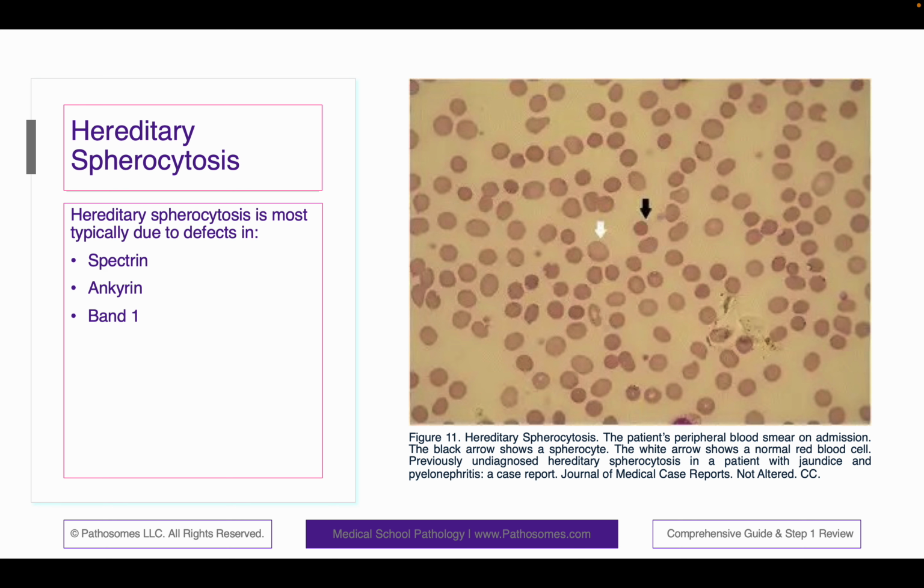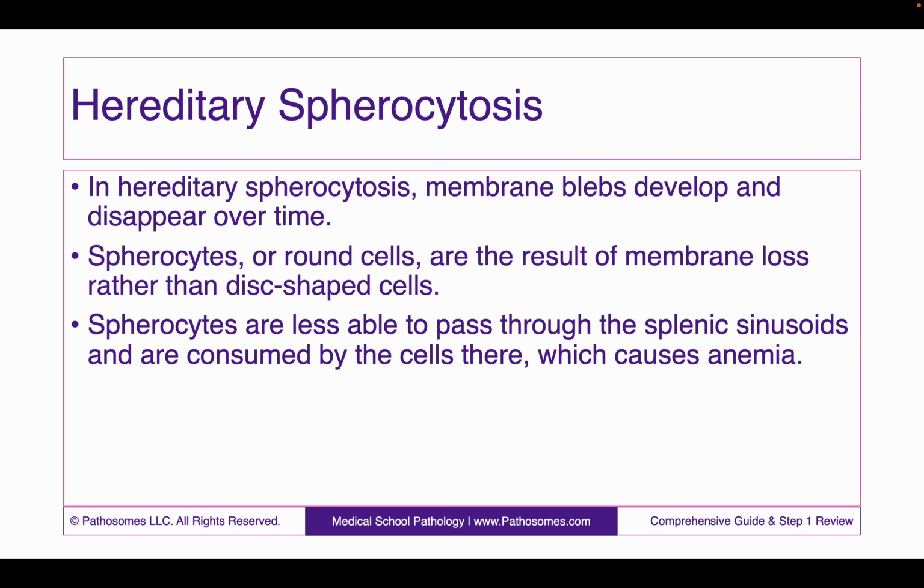Hereditary spherocytosis is most typically due to defects in spectrin, ankyrin, or band 3. In hereditary spherocytosis, membrane blebs develop and disappear over time. Spherocytes, or round cells, are the result of membrane loss rather than disc-shaped cells. Spherocytes are less able to pass through the splenic sinusoids and are consumed by the cells there, which causes the anemia.